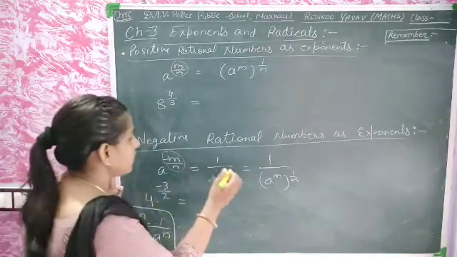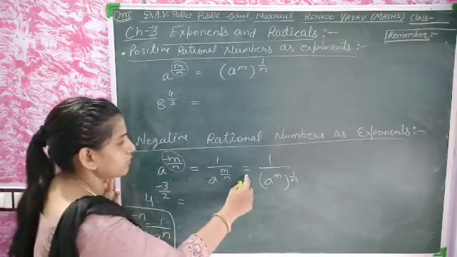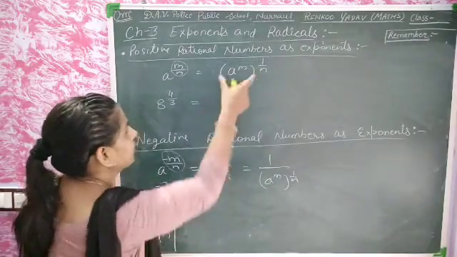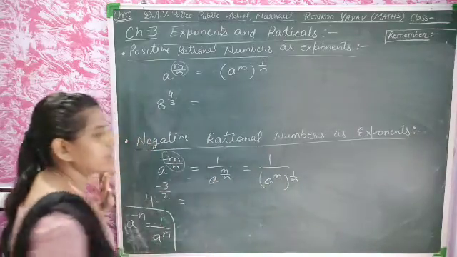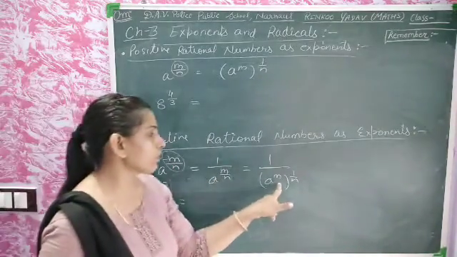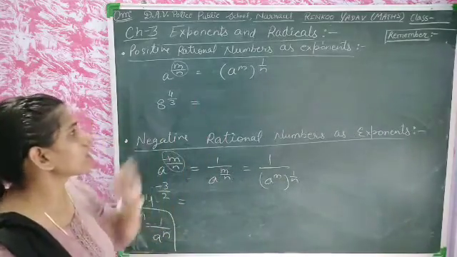So students, a to the power m by n is equal to a to the power m and to the power 1 by n, the nth root of a to the power m. Is this clear? We have some examples here.